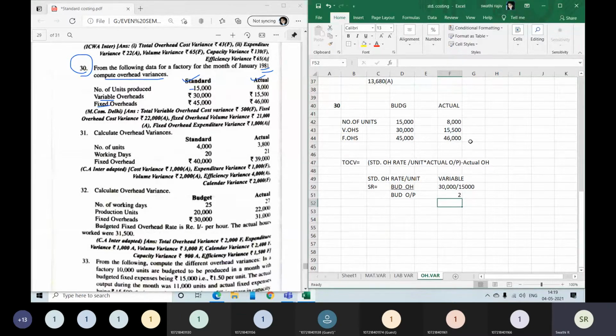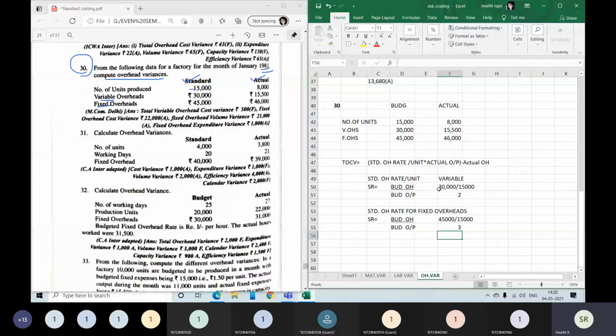Now, the same thing you do for the standard overhead rate for fixed. Will the formula differ? No, the formula is the same. Only the amount will differ. Here, what is your budgeted overhead? 45,000 divided by 15,000. What's the answer? 3.